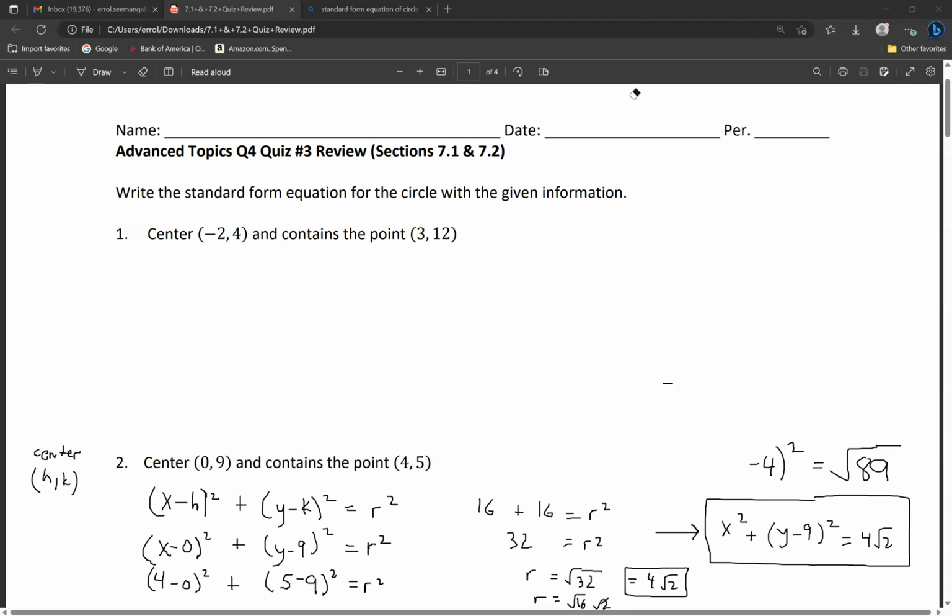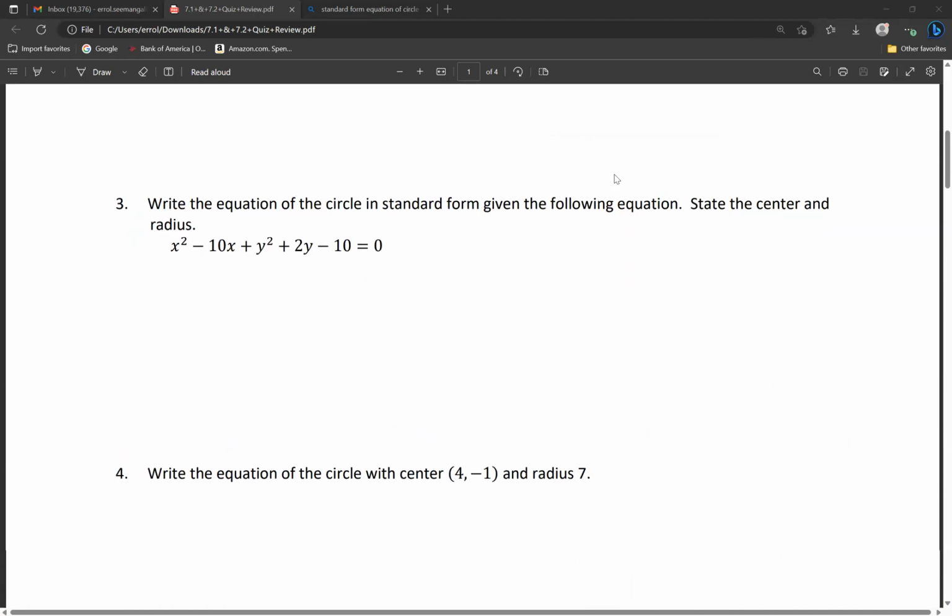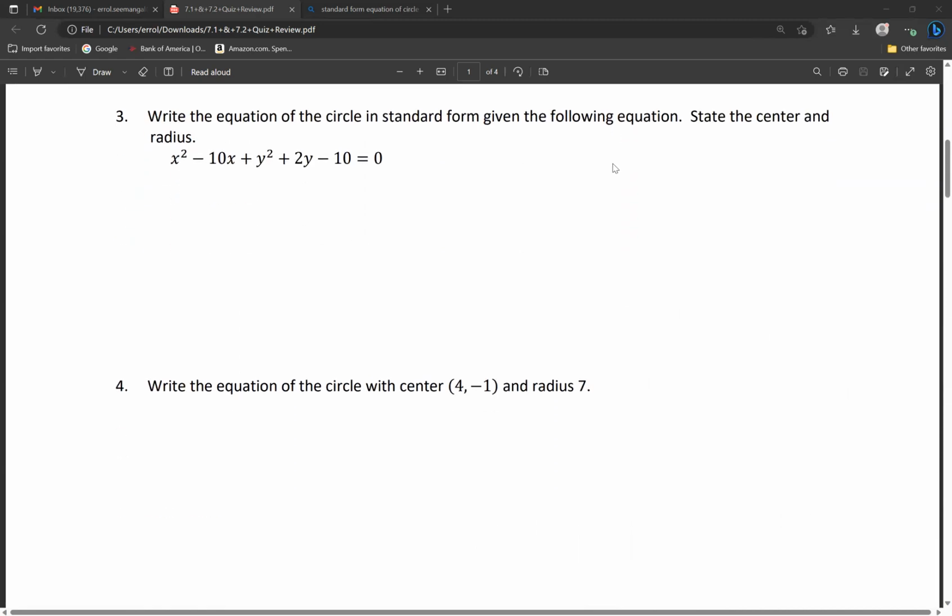All right, let me clear the whole thing. Three: write the equation in standard form given the following equation. State the center and radius. So how are we going to do this one? Not sure. Okay, this one we're going to complete the square. You guys ever done that in class? I recognize the name, but I don't recall how to.